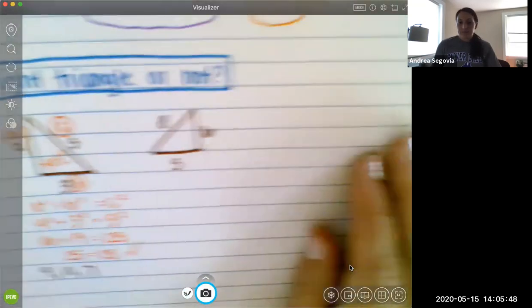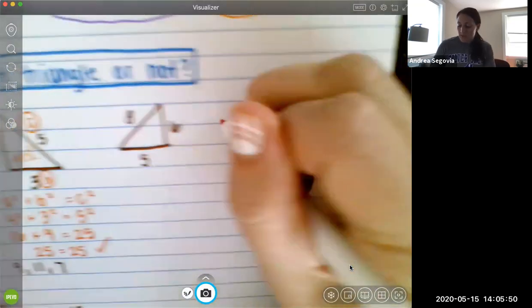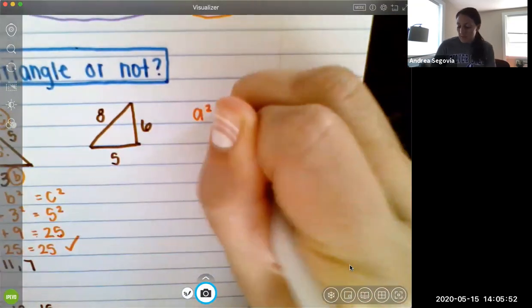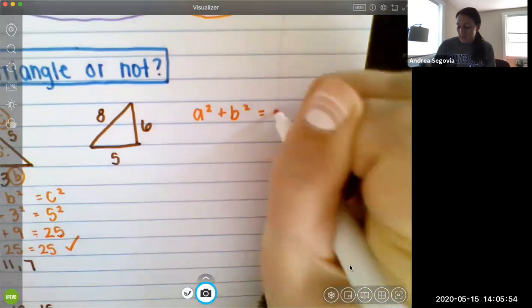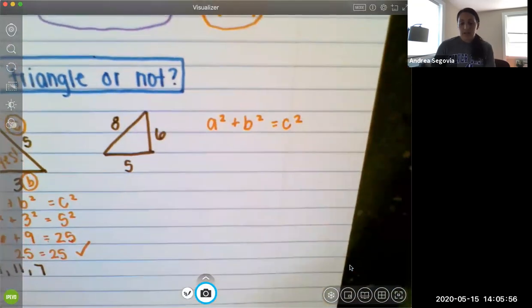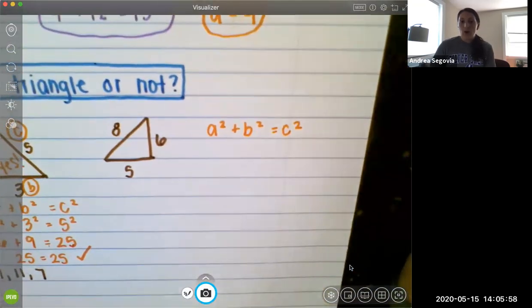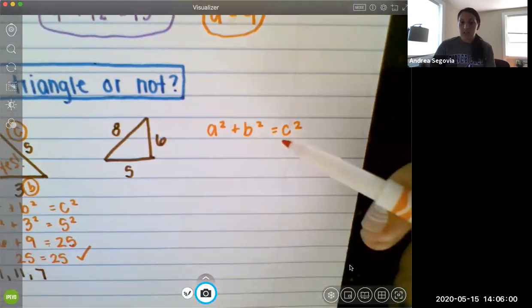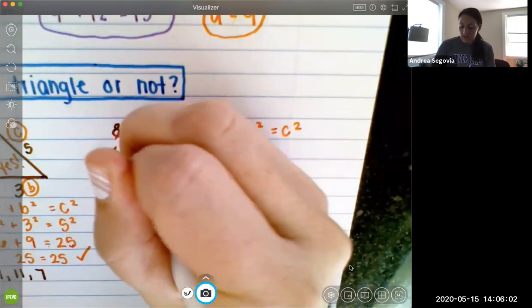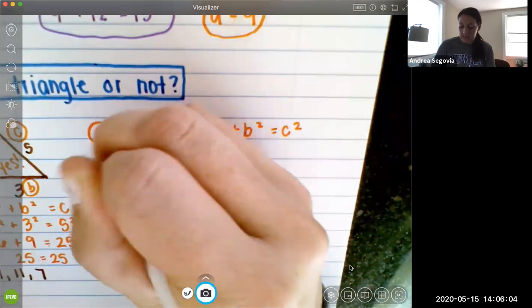Let's try this one. Again, we're going to use our Pythagorean theorem. A squared plus B squared equals C squared. All right, let's identify A, B, and C. Remember, our longest measurement represents C, our hypotenuse. So here's my long measurement, my 8. So that's going to be my C side.